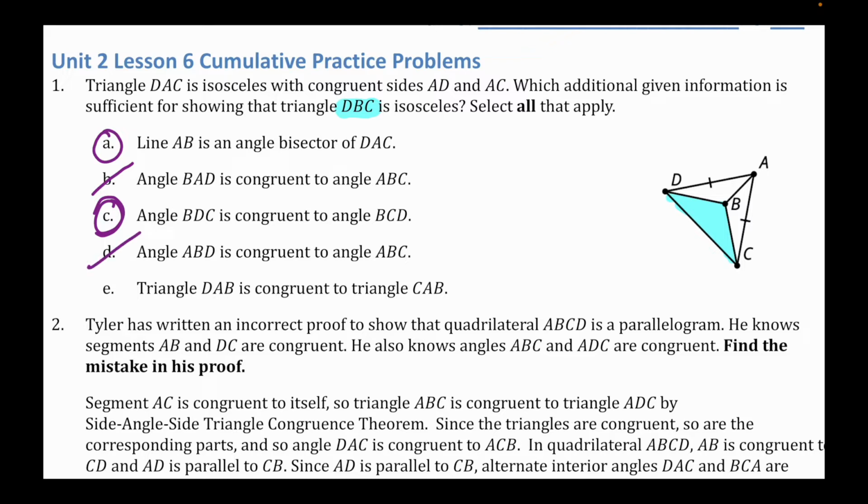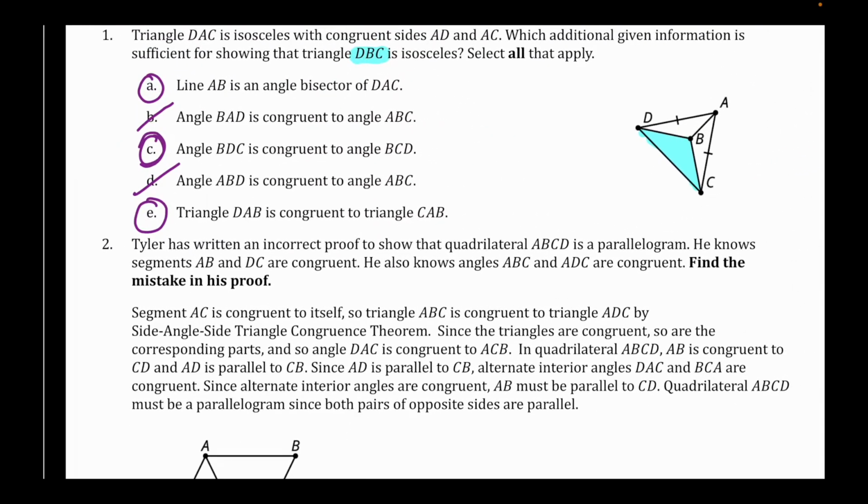And then if they just said that triangle DAB is congruent to CAB, we have to make sure those are in the right order. DAB and CAB, those are in the right order. That would mean these would be congruent, so this one would work also. Your correct answers for this one are A, C, and E.